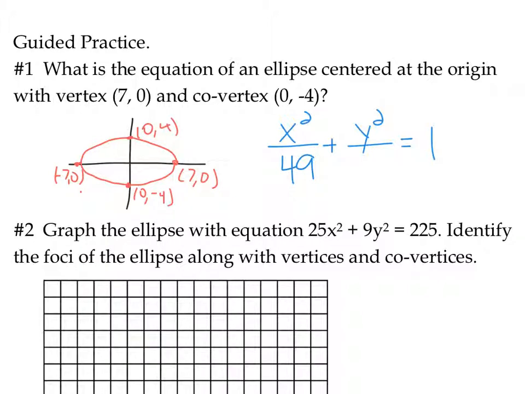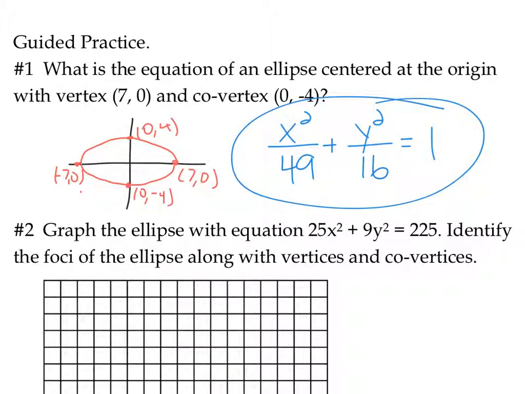Plus y squared over 16. So there's my equation of the ellipse: x squared over a squared, my a value is 7, plus y squared over b, my b value is 4, and then equals 1. All right. Now let's look at the next one.